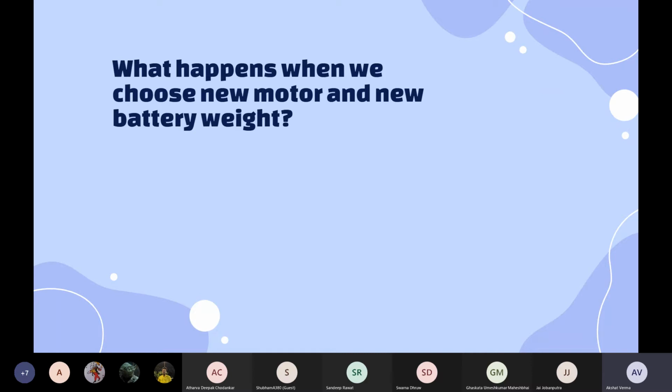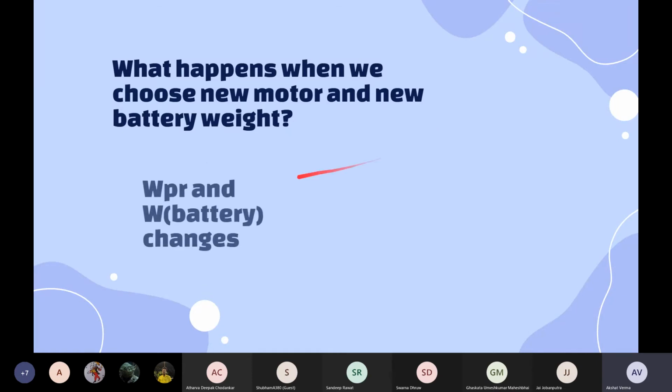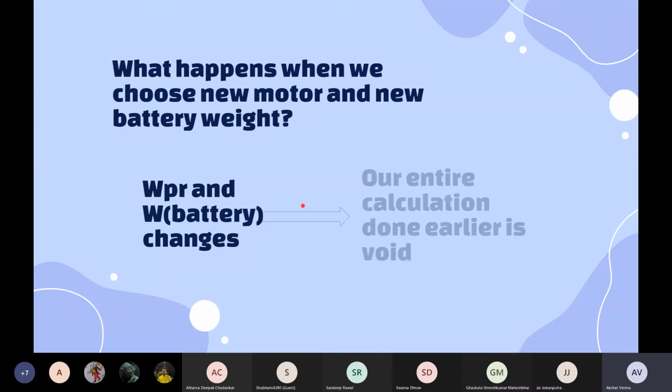We knew about the weight of the propulsion system, but that can also change when we choose a new motor. Also, when we choose a battery, it is not essential that you will get the exact battery weight which you had calculated by the equations after you buy a battery. So the weight of the propulsion system, or more importantly for us here, the weight of the battery changes. So our entire calculation which we did in the first iteration till now does not make sense now, because the weight of the battery has changed, and accordingly the total aircraft weight will also change.